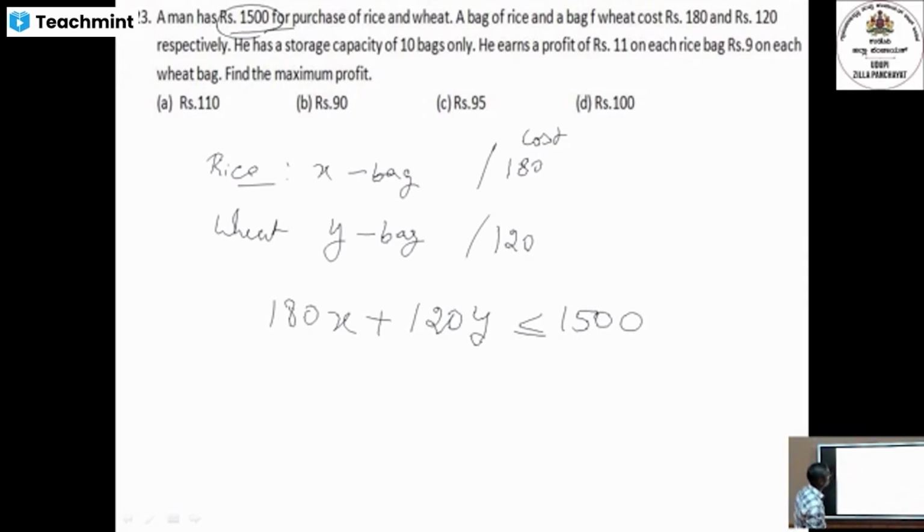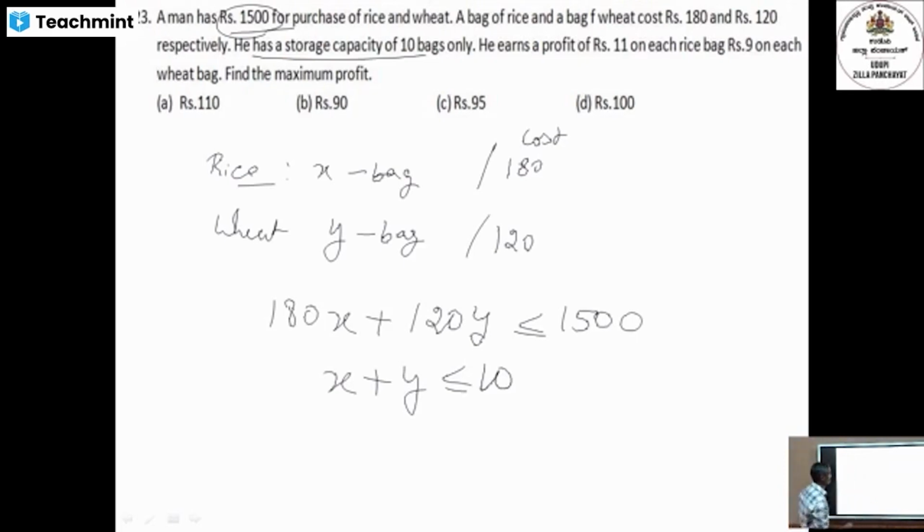Now, if you consider the second sentence, he has a storage capacity of 10 bags only. The space is only for 10 bags. That means when there are x bags of rice and y bags of wheat, x plus y cannot go beyond 10 bags. X plus y less than or equal to 10.